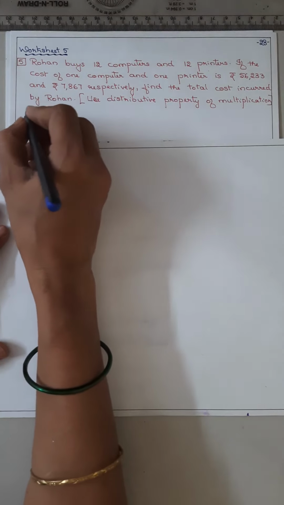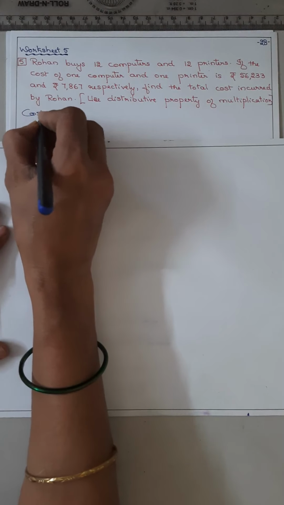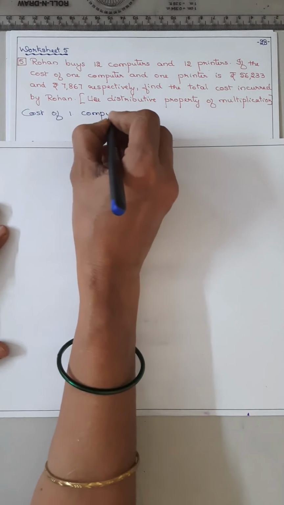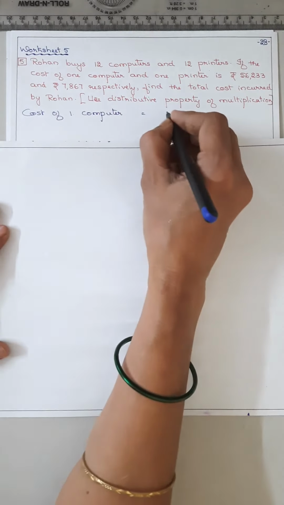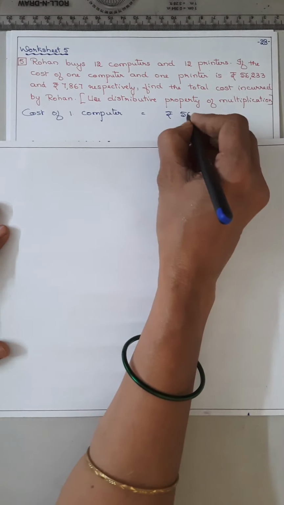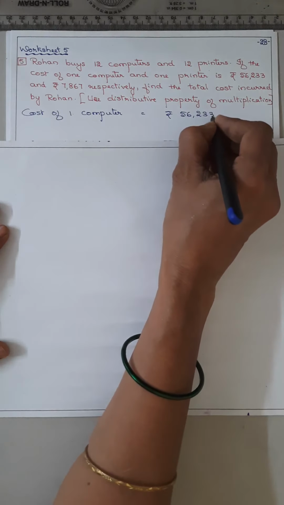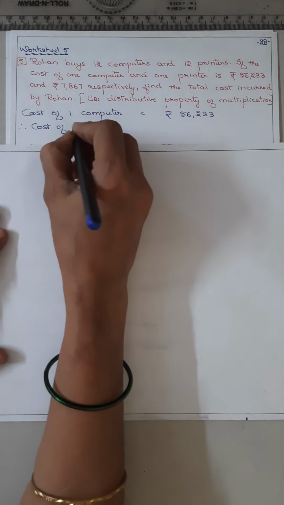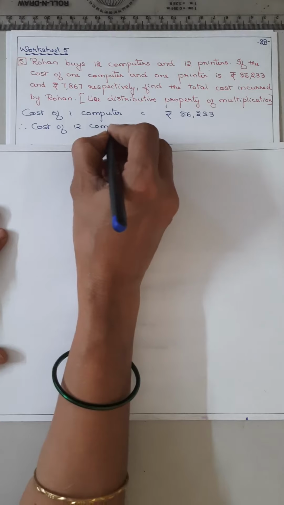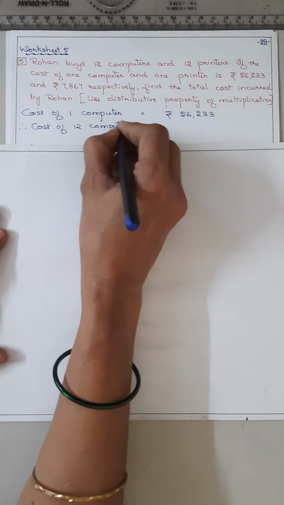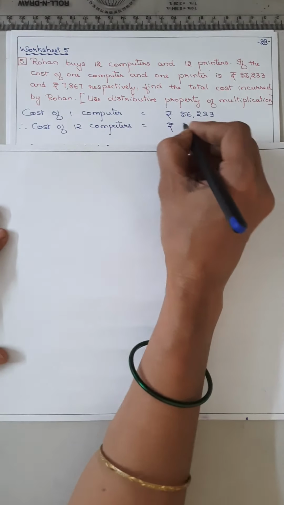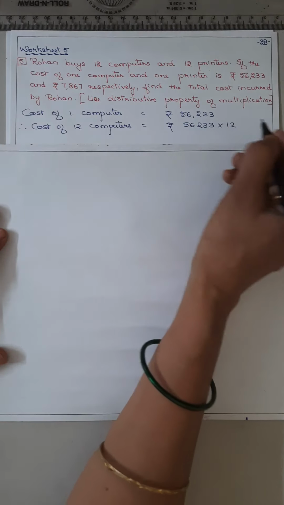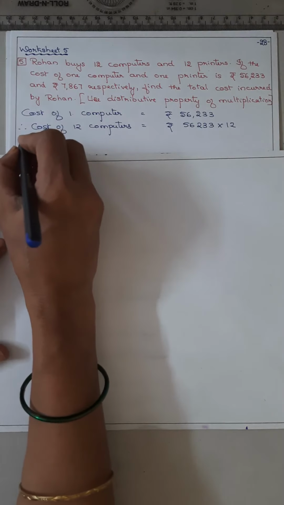So first we will write the cost of one computer is equal to rupees 56,233. Therefore, cost of 12 computers is equal to rupees 56,233 into 12. Don't multiply.